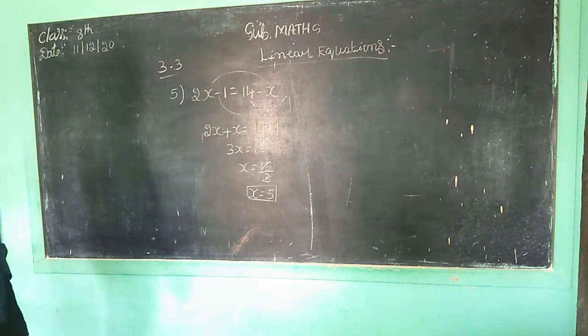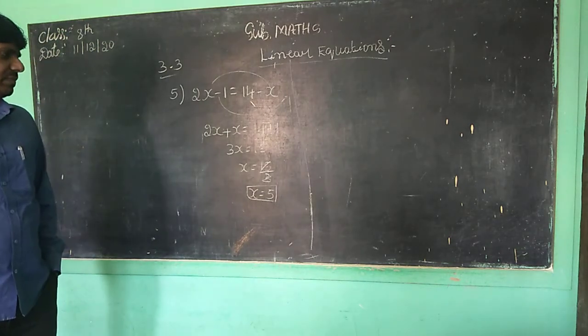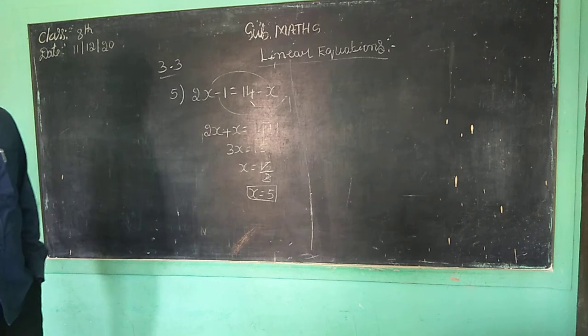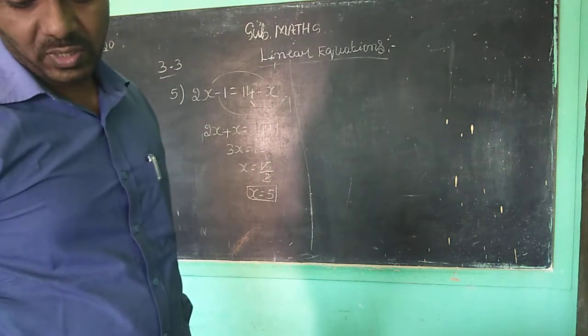Okay. 2x plus x is equal to 14 plus 1. 2x plus x is equal to 3x is equal to 15. X is equal to 15 by 3. X is equal to 5. Correct, children? Children, next you want to take the next question.